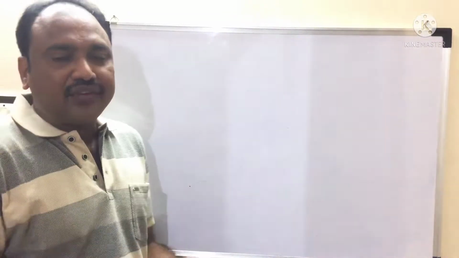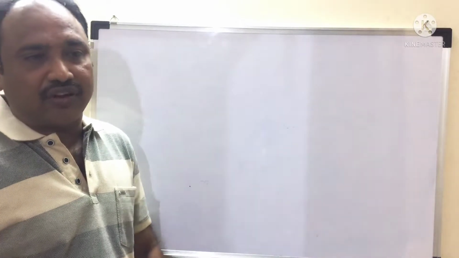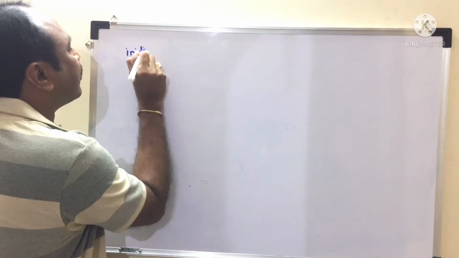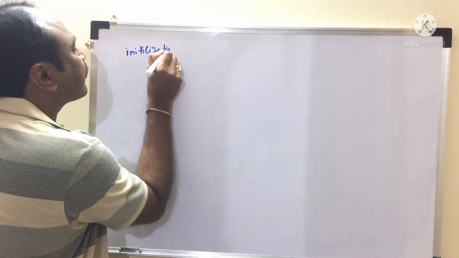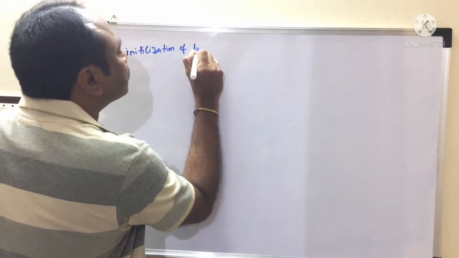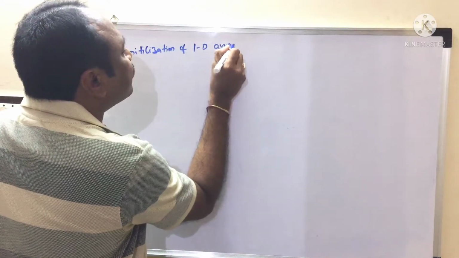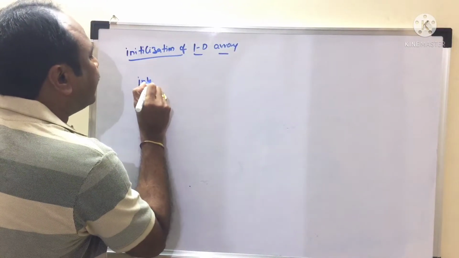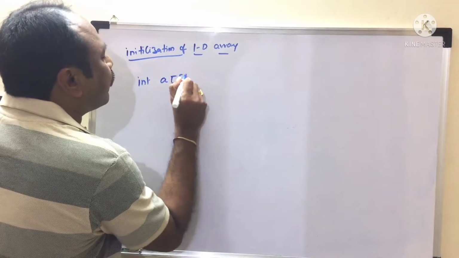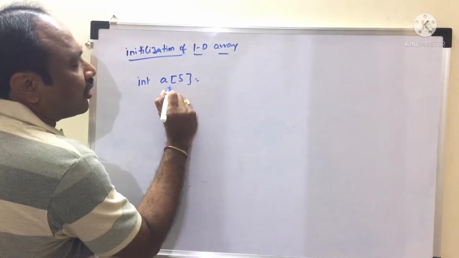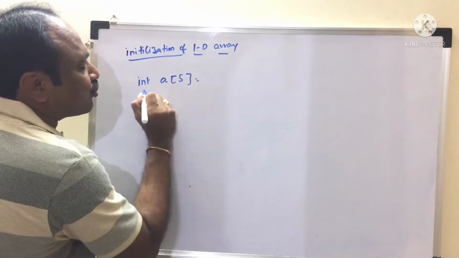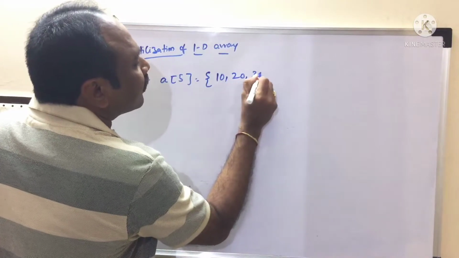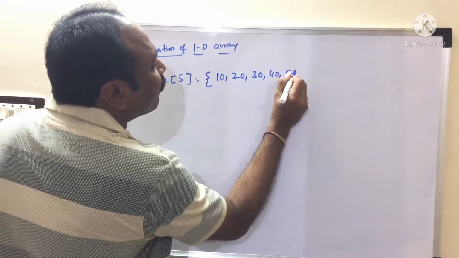Next concept is initialization of one-dimensional arrays. Initialization of 1D array or single-dimensional array. int a[5]. What is the meaning of this? Under the name a, we can store how many integer values? 5 integer values. Give values like 10, 20, 30, 40, 50.